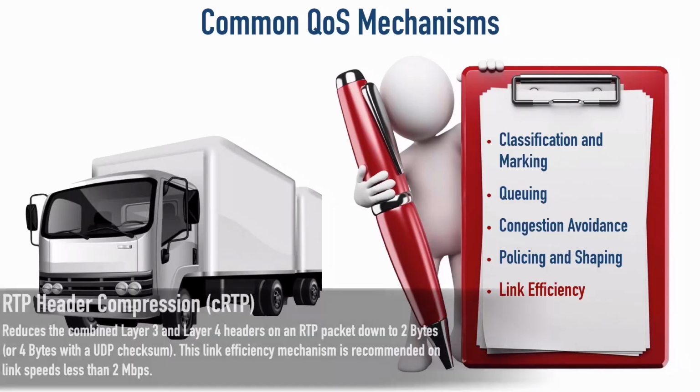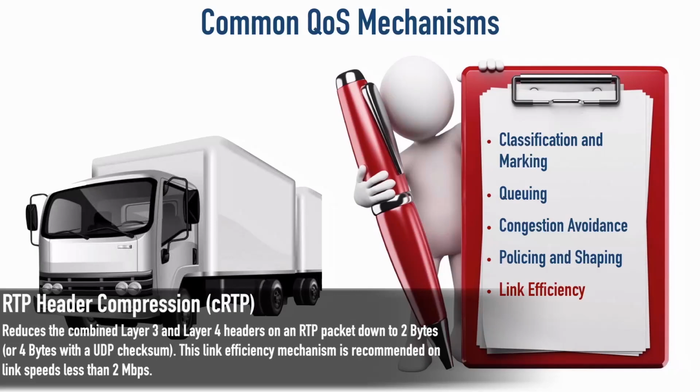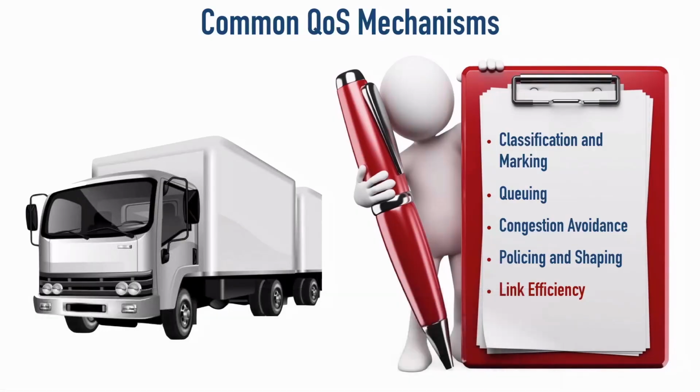Well, first of all, take RTP header compression. That's one of the link efficiency mechanisms. RTP, that's the real-time transport protocol. That's what we use to send voice traffic and also video traffic. And if you look at the header of a voice packet, it could be 40 bytes in size. If we use a coder-decoder, or codec, of G.729, that's a common codec for voice that's going to save bandwidth. If you look at the header and you add up the IP header and the UDP header and the RTP header, it's a whopping 40 bytes in size compared to a payload size of only 20 bytes.